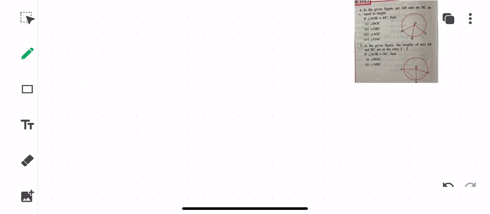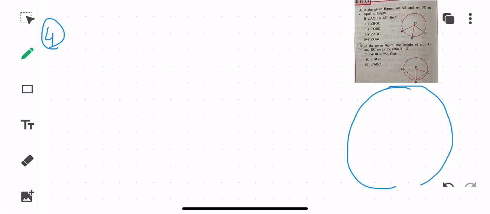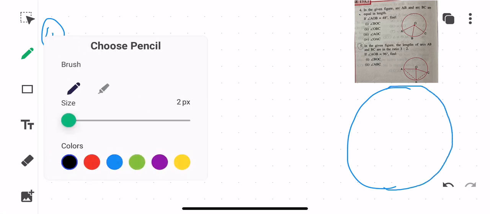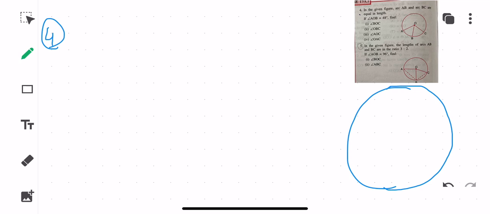What does question number 4 say? Just write down question number 4. It says that in the given figure, arc AB and BC are equal in length. What is the concept that we'll be using, children? If two arcs are equal in length, then they subtend equal angles at the center. So that particular concept we'll be using here. This is my A, this is B, this is C, this is O.